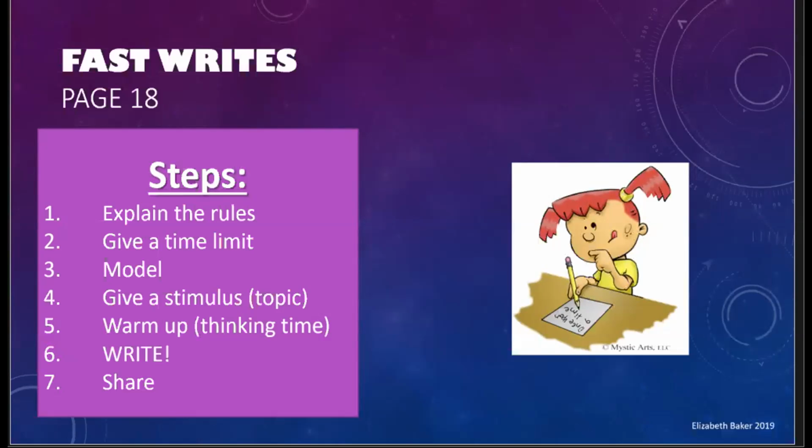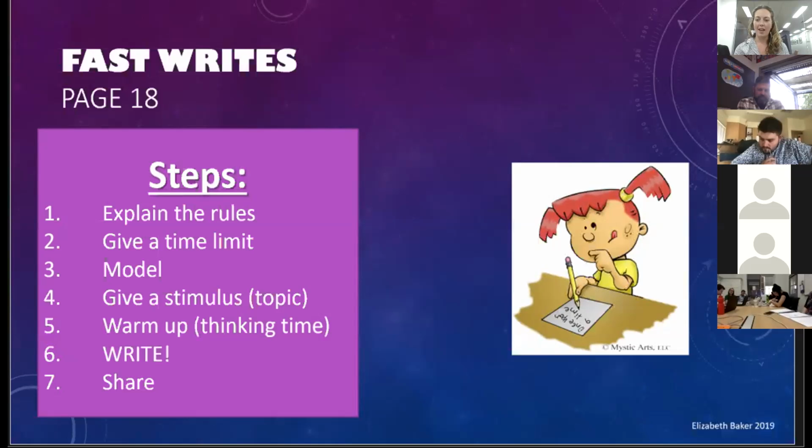This really comes from the rules of a fast write. So the steps here are that we firstly explain those rules. And the rules are that everyone will be writing non-stop for the time limit, and that the writing is the focus, not the spelling, not the sentence structure. It is just the writing.